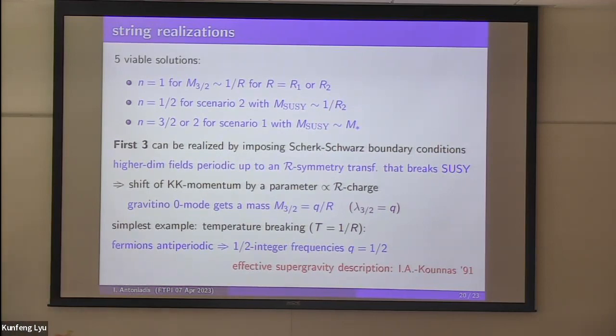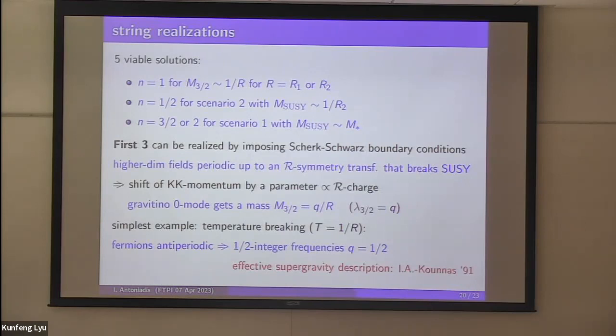It can be either the case of one extra dark dimension, or it can be the second dimension. These are the 3 possibilities, and the other 2 were the possibilities in which the supersymmetry breaking scale is high. So these 3 possibilities, in which there is a linear relation between the gravitational mass or the supersymmetry breaking scale and the conductivity scale, can be realized by imposing Scherk-Schwarz boundary conditions, in which the higher dimensional field is periodic up to a symmetry transformation that breaks supersymmetry.